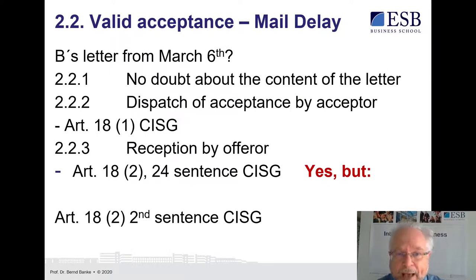So let's look at that. The content of the letter, it was dispatched, it was issued, Article 81, it was received by the offerer, 18.2.24. So again, it's the very same structure, so that means that this acceptance is valid. Okay, we were sure about that. If you're in doubt about that, try to follow that and read the articles. It makes things a lot easier.